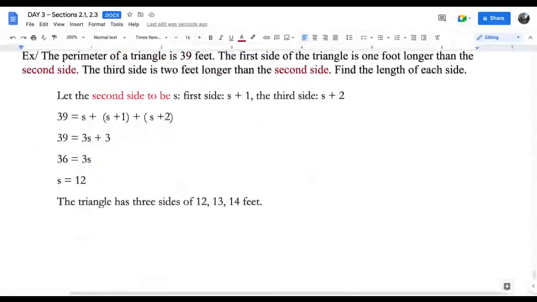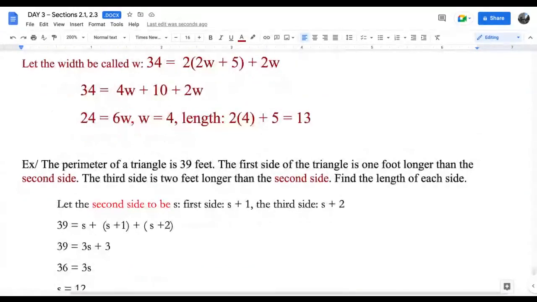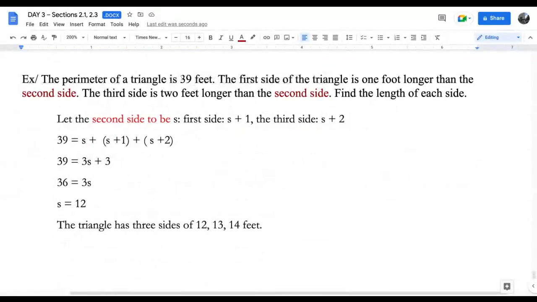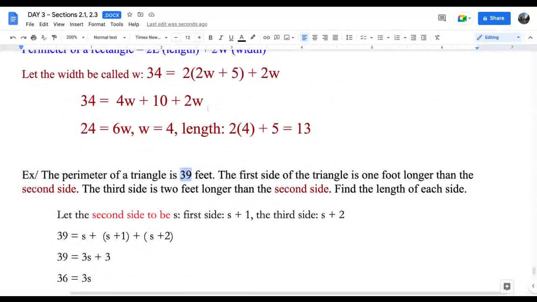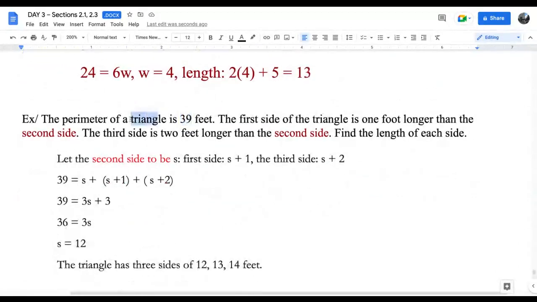Let's see one more example. I think that's it. One more example. So now the perimeter of the triangle. On top is a rectangle. So this time it is a triangle. So be careful with that. Triangle has 3 sides only. The first side of the triangle is 1 foot longer than the second one. And the third side is 2 feet longer than the second one. So both comparing with the second one. Find the length of each side.